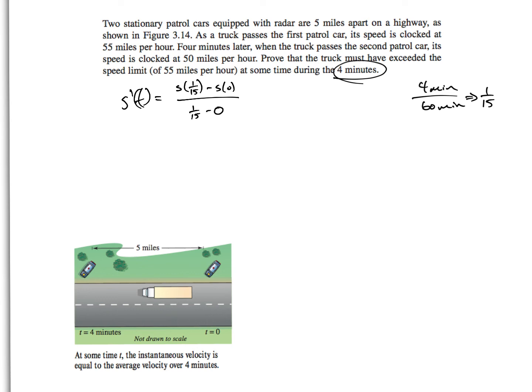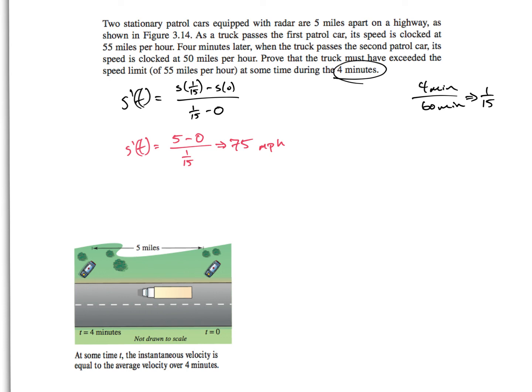Now, how far apart were the patrol cars? 5 miles. So what is S of 1/15? What is my position at 1/15 of an hour? 5 miles. So I have S prime of t equal to 5 minus, well, where did they start? At 0, over 1/15. So I have 5 over 1/15. Now, when you divide, you multiply by its reciprocal. So how fast was the average speed? 75. So the average speed of that trucker was 75 miles per hour. He's booking it.